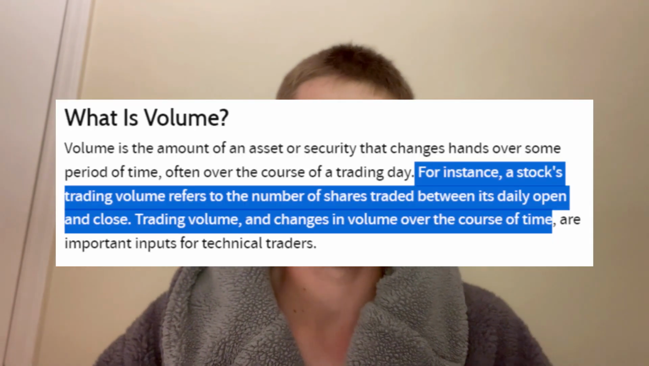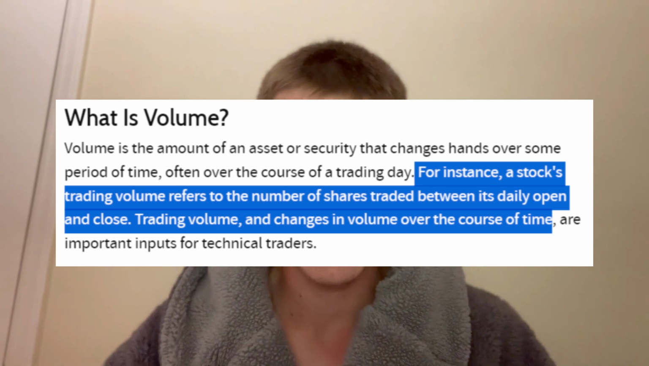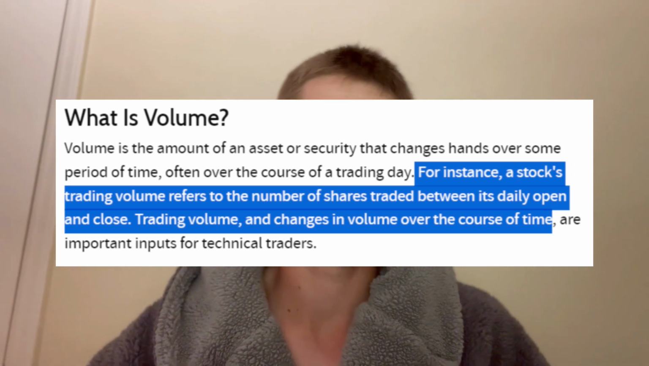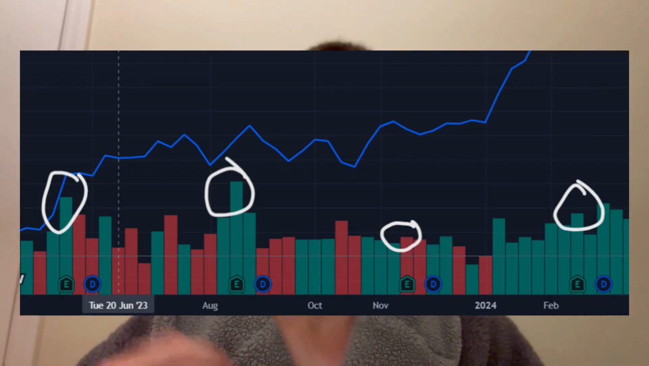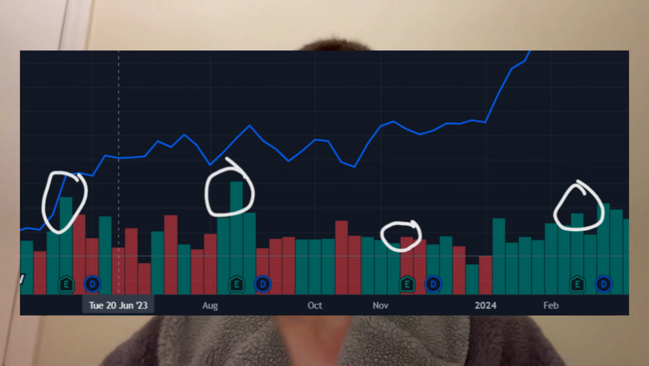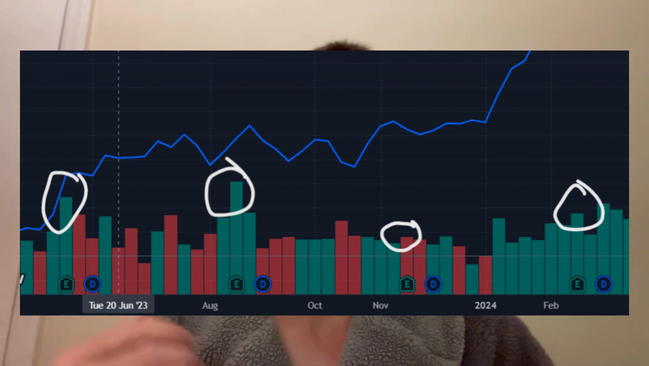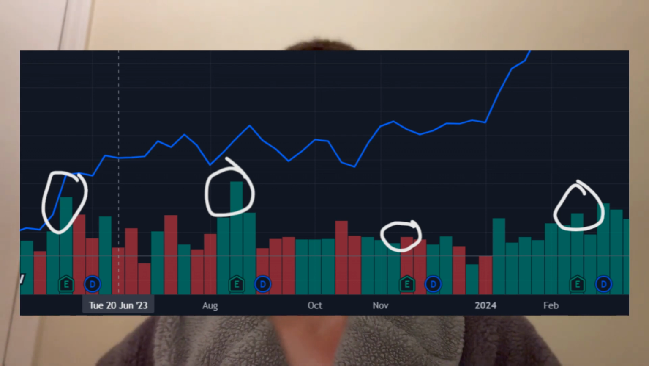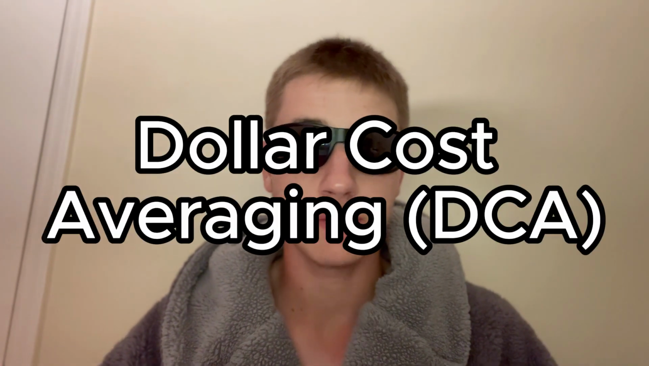Volume is the number of shares that are traded in a time period. Often, after a company reports earnings, the volume or number of shares traded is higher because investors are digesting new information. Finally, we have dollar cost averaging, or DCA for short.